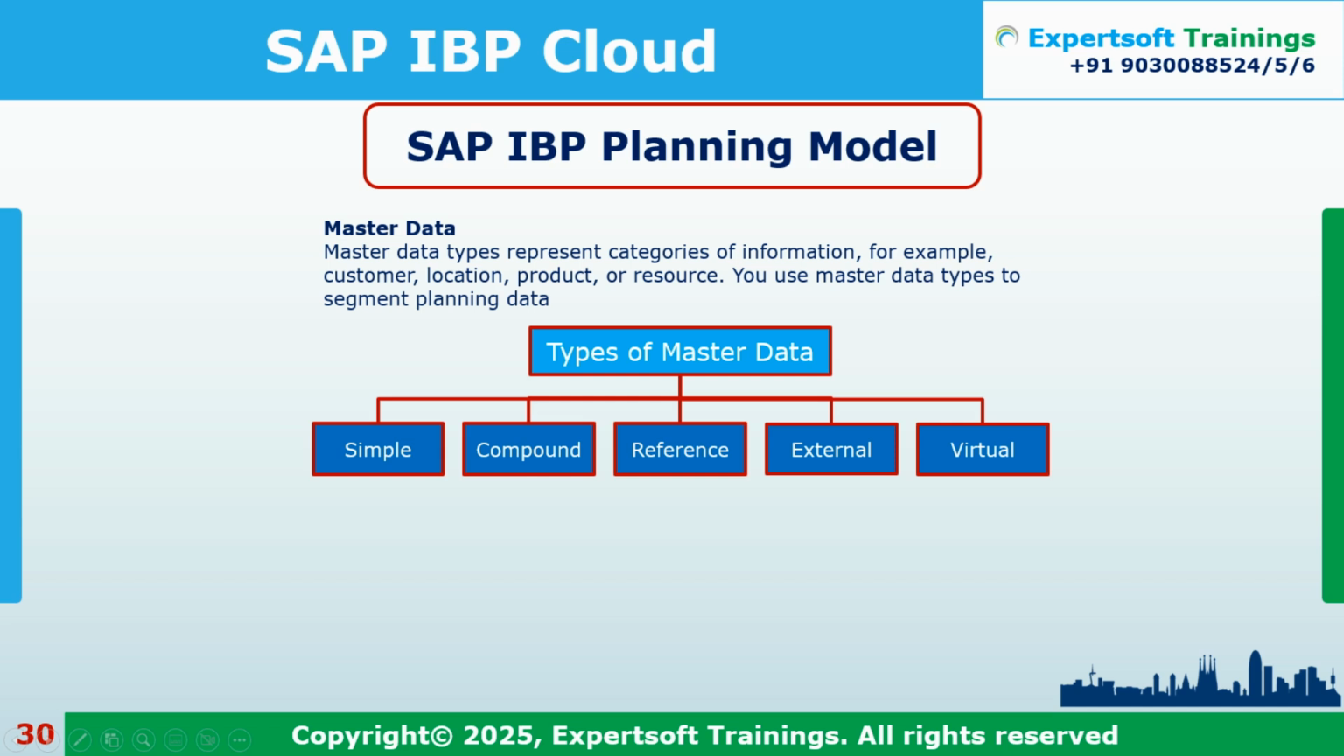Let's say, for example, I am combining four simple master data. So four key attributes have to be there for compound, but it's not necessary for virtual. Right, right. All right.